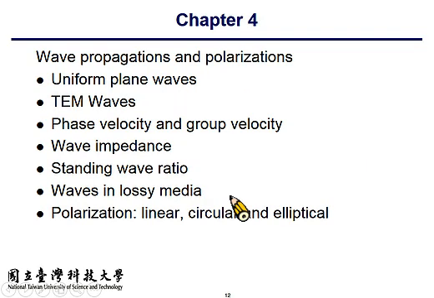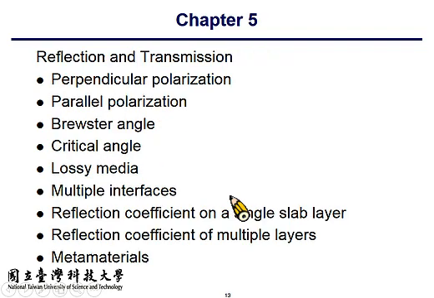Chapter 4 will discuss wave propagation properties such as the phase velocity, wave impedance, standing wave ratio, etc. We will also discuss the polarization property of electromagnetic waves. In chapter 5, we will look into the reflection and transmission which take place at the interface of 2 materials of different EM properties, that is, different conductivity, different permittivity and permeabilities, and many interesting things happen at the interface.